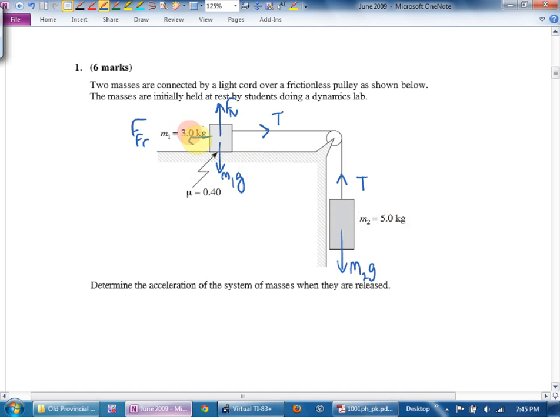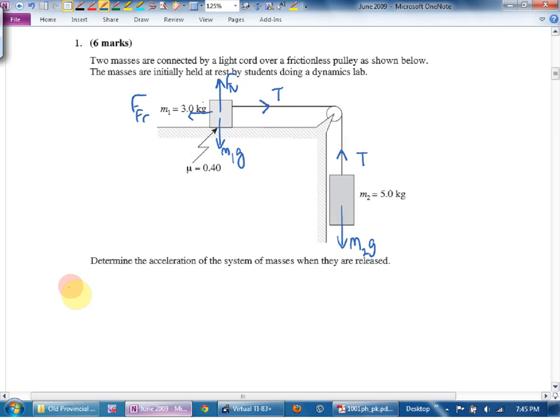Winner minus loser plus winner minus what else is along the rope here? Oh, friction. And I've done both masses, so it's going to be M1 plus M2 times A. Both masses times A.